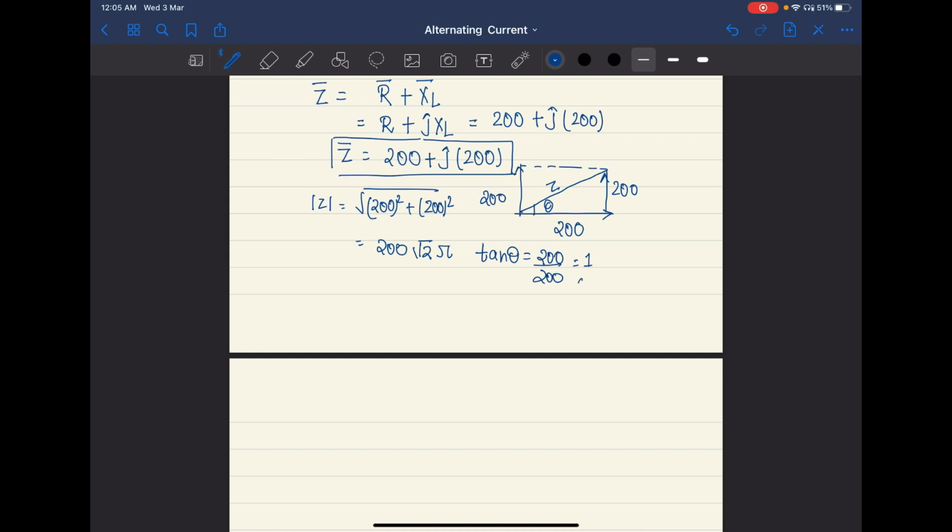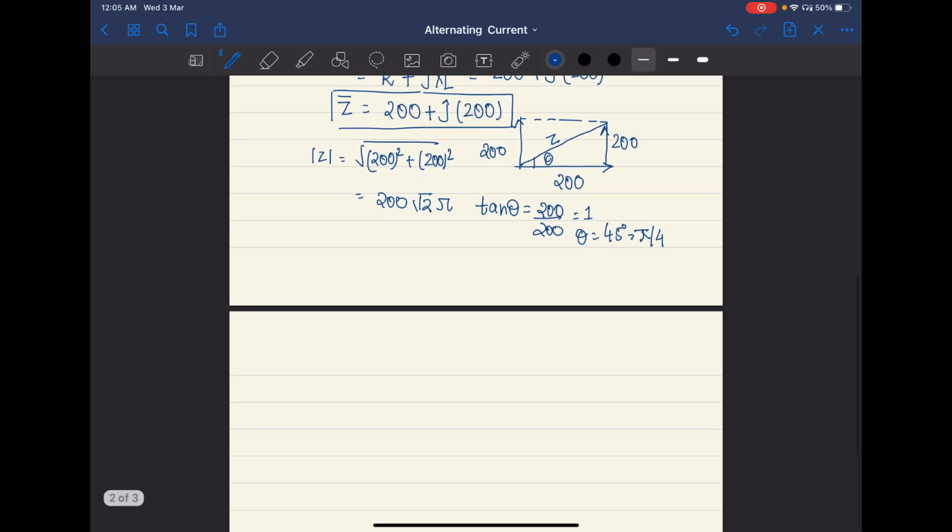So from here theta is equal to 45 degrees, or you can also write pi by 4. So the Z phasor can be written as 200 root 2 angle pi by 4. So this is the Z phasor, right? Now the Z phasor we have calculated.